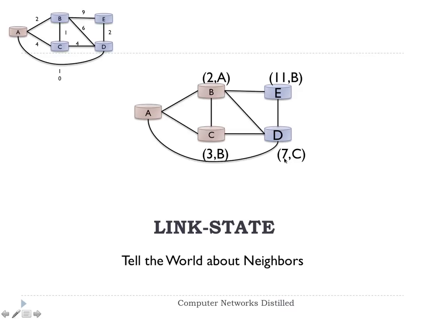Now, D is the smallest, so we choose D. We move to it, make it active. Check all of the neighbors of D that aren't in n prime. There's only one, right? And this says I can get to E through D at a cost of 7 plus 2. 7 plus 2 is 9. That's better than 11. So let's update that. We can get to E through D with 9.